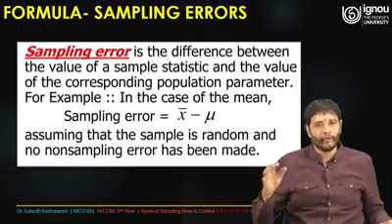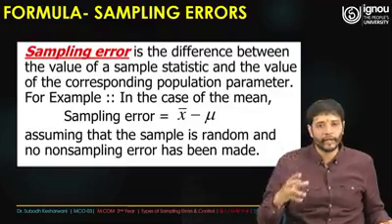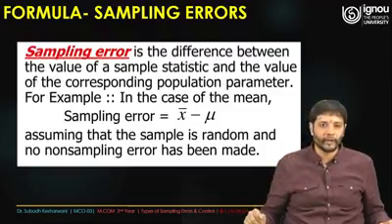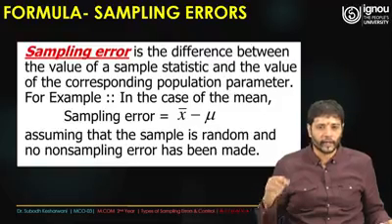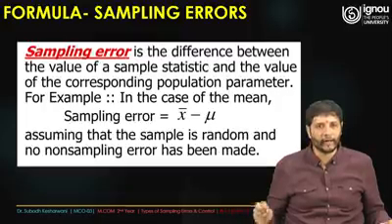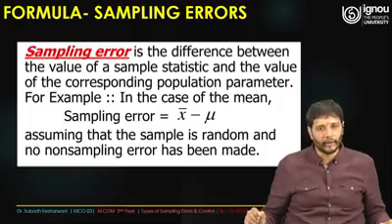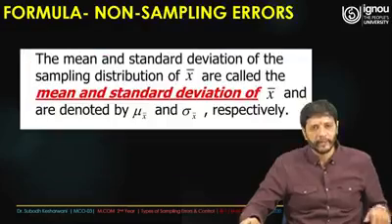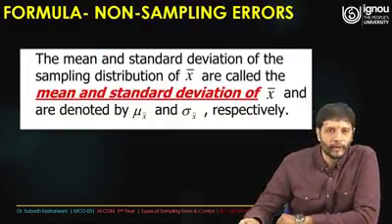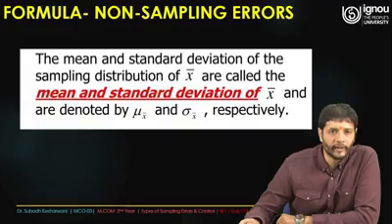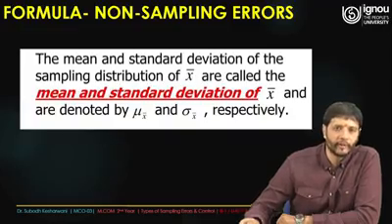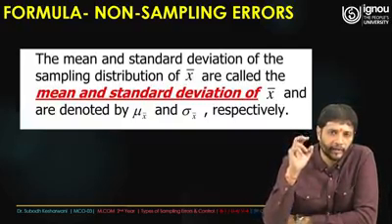So now what we observe is that there are certain ways of calculating the sampling error, which could be through a formula. The sampling error formula is x bar minus mu, and this is the difference between the sample statistic and the value of the corresponding population parameter, assuming that the sample is random and no non-sampling error has been made. So there are formulas for non-sampling errors, and this means that the mean and standard deviation of x bar are denoted by mu or sigma.